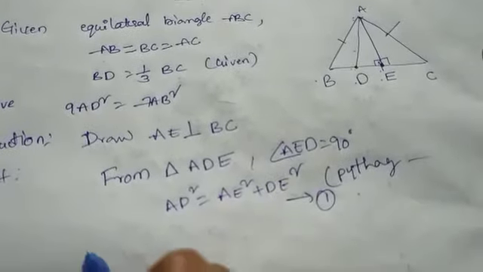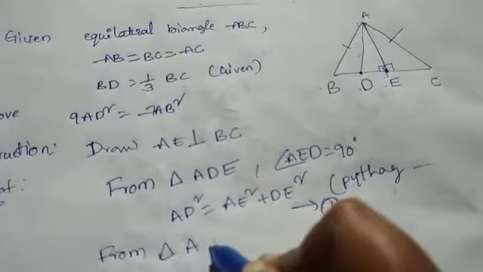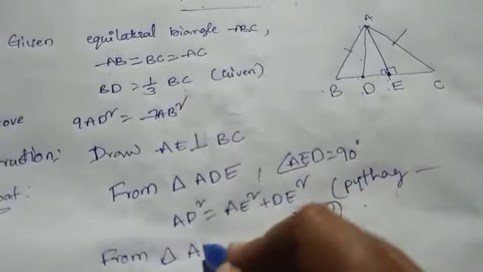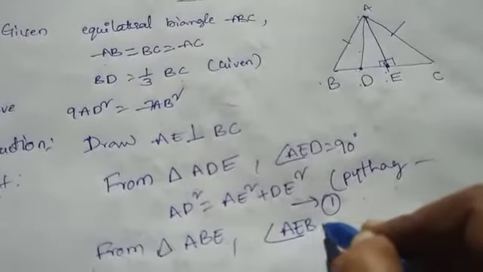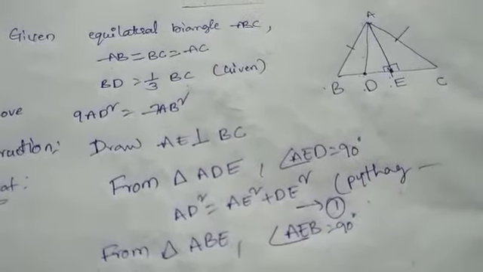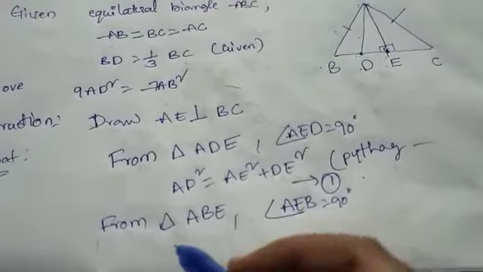Next, from triangle ABE, angle AEB equal to 90 degrees. So applying Pythagoras theorem, AB square equal to BE square plus AE square. This is equation number 2.